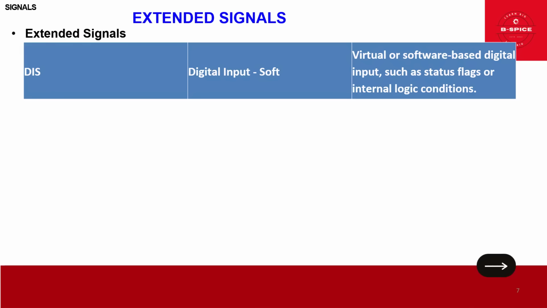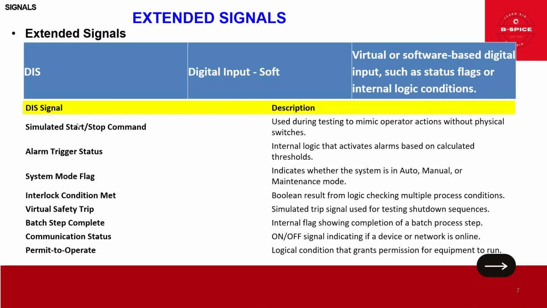Now we go into DIS, digital input soft. Yes, it's a virtual or software based digital input such as status flags or internal logic conditions. Let's see what are all the signals. Simulated start and stop command. This is used during testing to mimic operator action without physical switches. And alarm trigger status. It's again internal logic that activates alarm based on the calculated threshold. And system mode flag. I hope you are aware of this system mode flag. This indicates whether the system is auto, manual or maintenance mode.